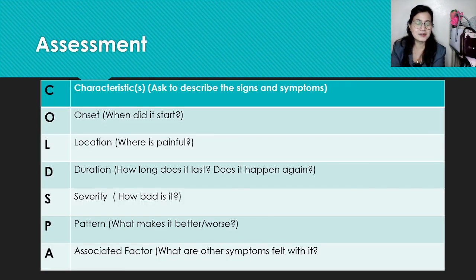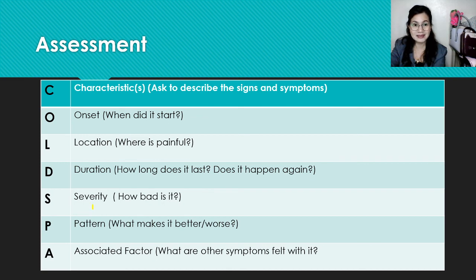In doing the assessment, let's take note of this acronym. We have the COLD SPA. C means characteristics. Ask the client to describe the signs and symptoms. O, onset. When did it start? L, location. Where is it painful? D, duration. How long does it last? Does it happen again? S, severity.